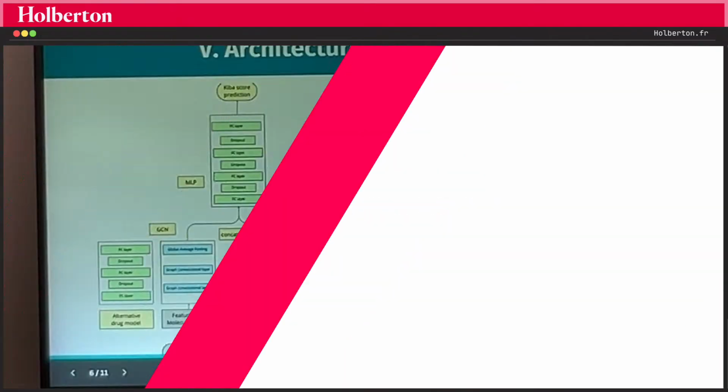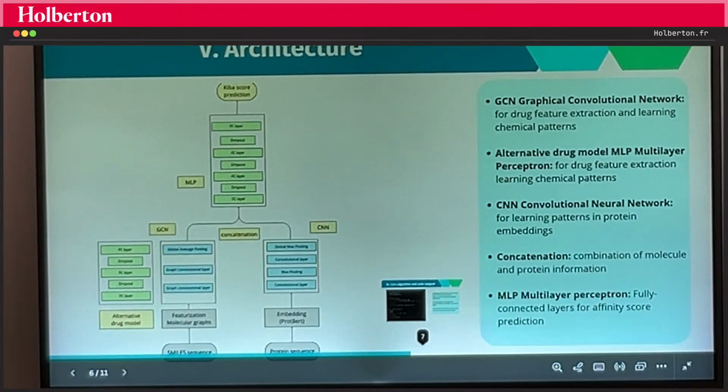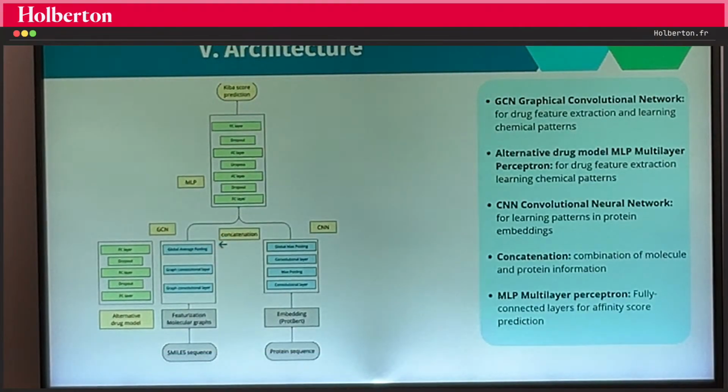So this is the architecture. Basically there are 3 blocks. This is the first block that will perform the drug feature extraction, so learning patterns based on the drug molecules. At first I wanted to use a graph convolutional network, which is very specific for molecular graphs, but due to computational limitations, I ended up using an MLP, so a block composed of fully connected layers.